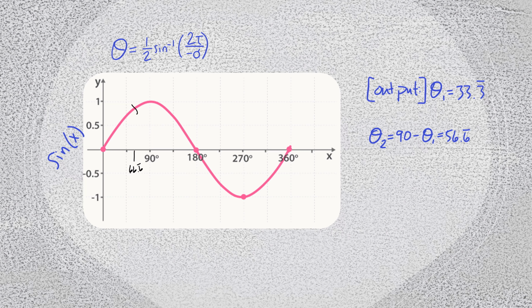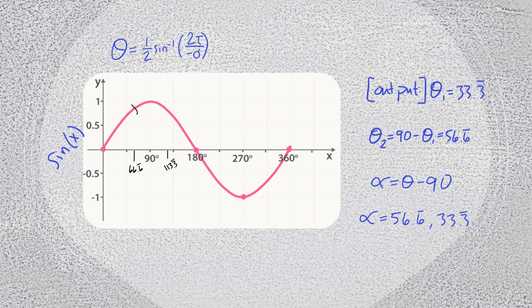So 33 1/3 and 56 2/3 are the two values that your theta could be. However, your calculator will only show one because with arc trigonometric functions, it will only show the first result, because your calculator can only give one answer unless it's super fancy. So we have to look at both of these.